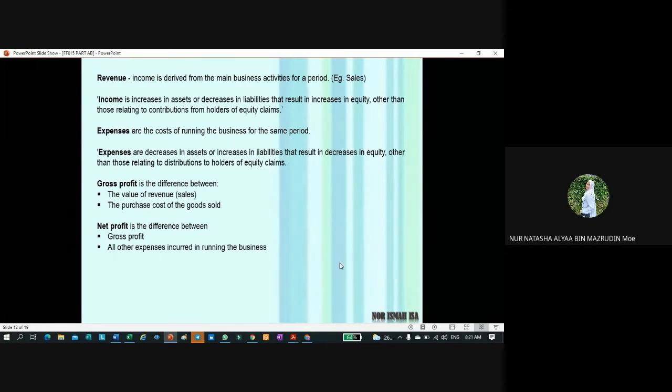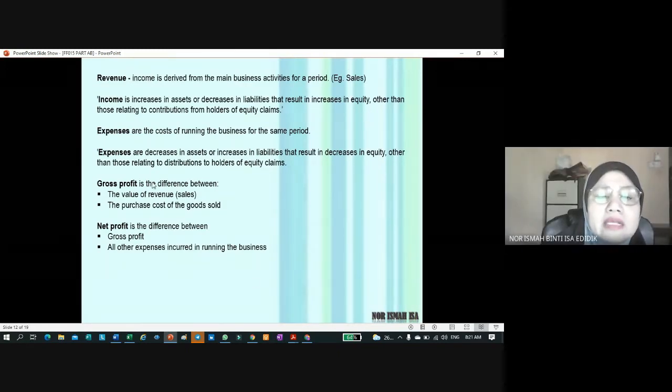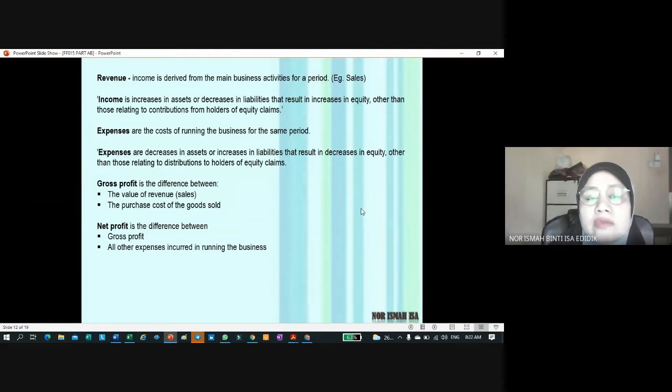Can you see? Yes. Okay, I explained revenue yesterday. What is the definition for this one? Revenue and income is derived from main business activity, meaning what it gets from, for example, sales. Income is an increase in asset or decrease in liability that results in an increase in equity, other than those related to contribution from holders of equity claims. So an increase in asset or decrease in liability means that from the sale we have two parts, as I showed here. Sale has two parts: one is cost, and the other is the markup. So the markup is what we call income.